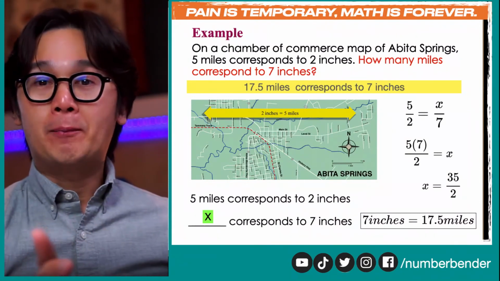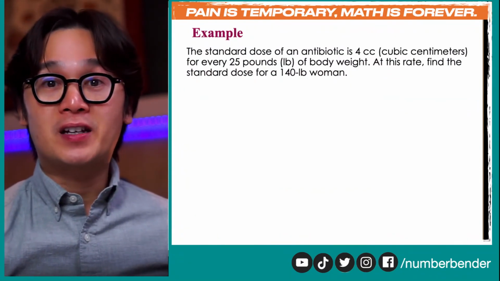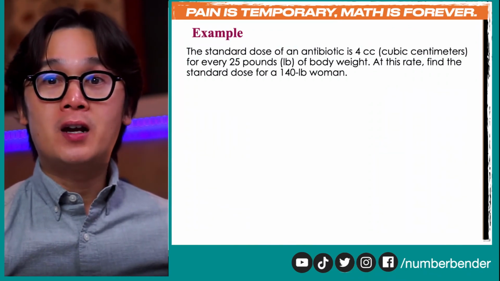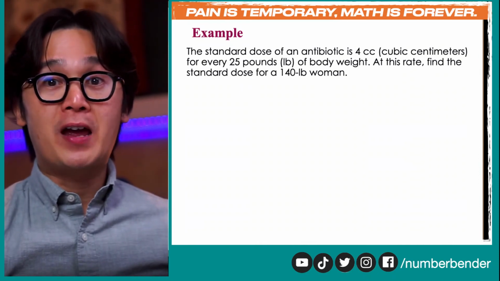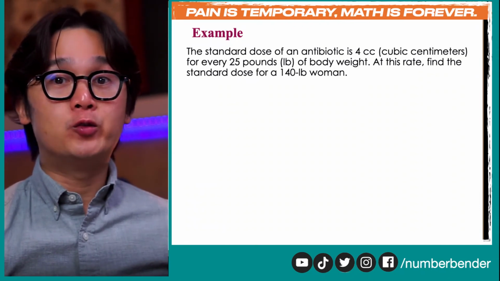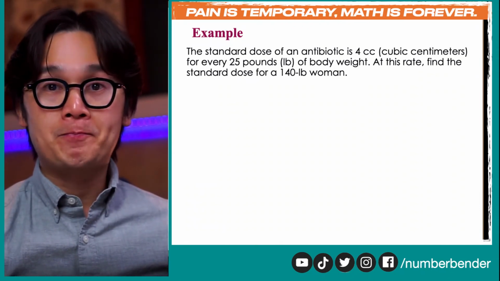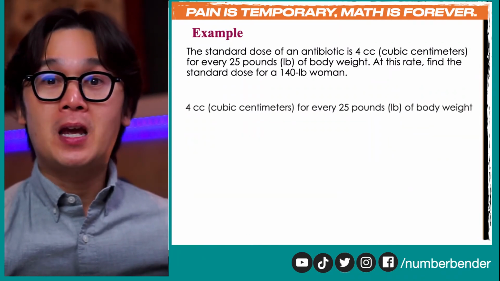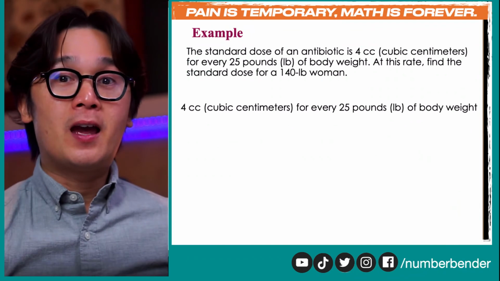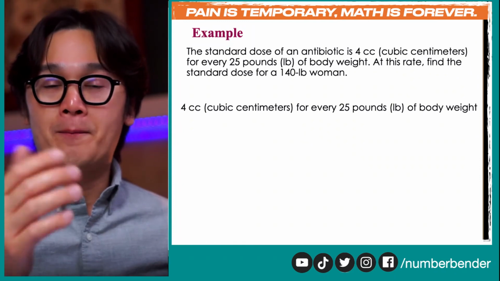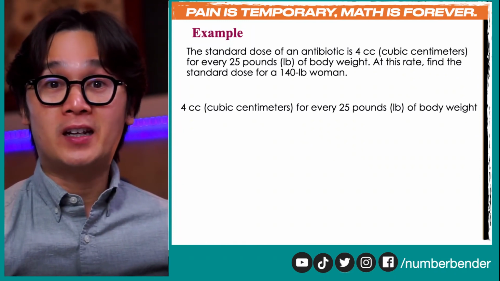And with that, applying the same concept, we'll be able to answer the second problem, which is: the standard dose of an antibiotic is 4 cubic centimeters for every 25 pounds. Now, if at this rate, we need to find the standard dose for a 140-pound woman, how are we going to find it? Using the notations that we have worked on ratio and proportion. So on the first statement, we are given that 4 cc or cubic centimeters for every 25 pounds of body weight is the dosage recommendation for this particular problem.